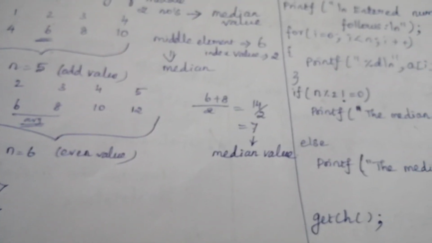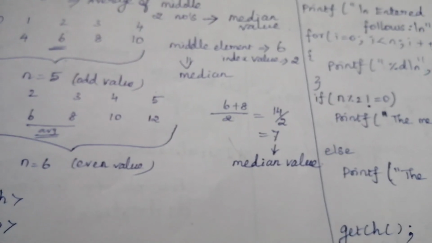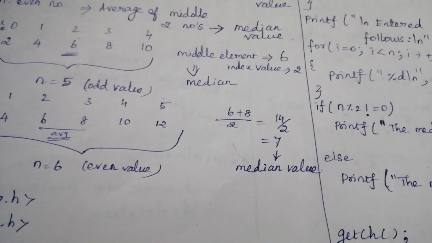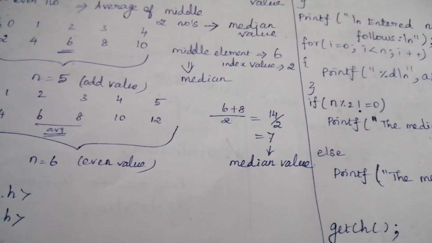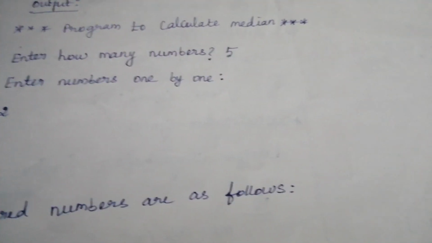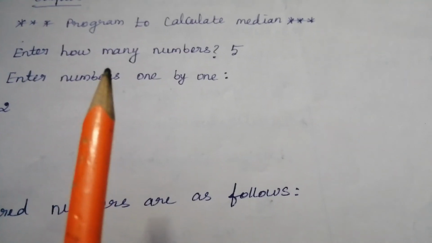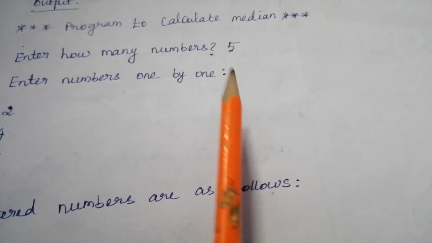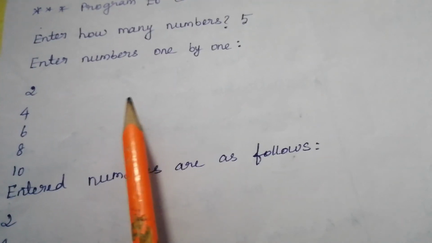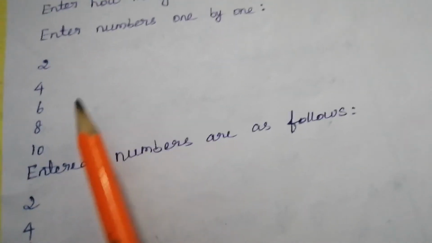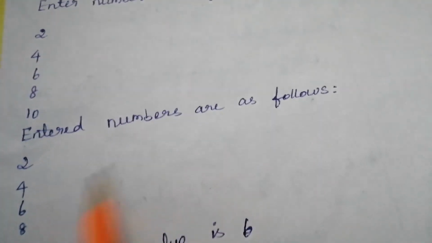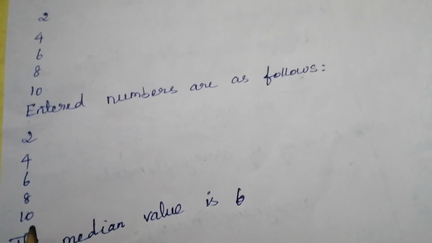Next we have to save this file. After saving the file, you have to compile this program. After compiling, you have to run the program. In that case, it displays the output like this: a program to calculate median. Enter how many numbers? I have entered 5. So I have to enter 5 numbers one by one, like 2, 4, 6, 8, 10. Entered numbers are as follows, and this is the number I have entered.